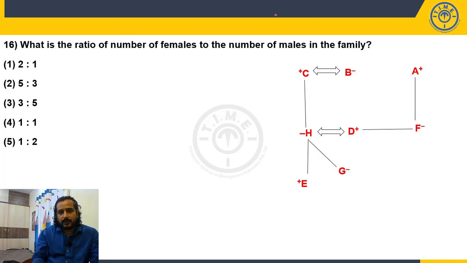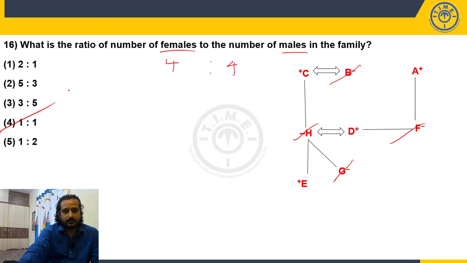What is the ratio of females to the number of males in the family? Female to male. How many females? 1, 2, 3, 4. 4 females. So out of 8, 4 females means 4 are males. 4 is to 4, nothing but 1 is to 1. So that is choice 4.